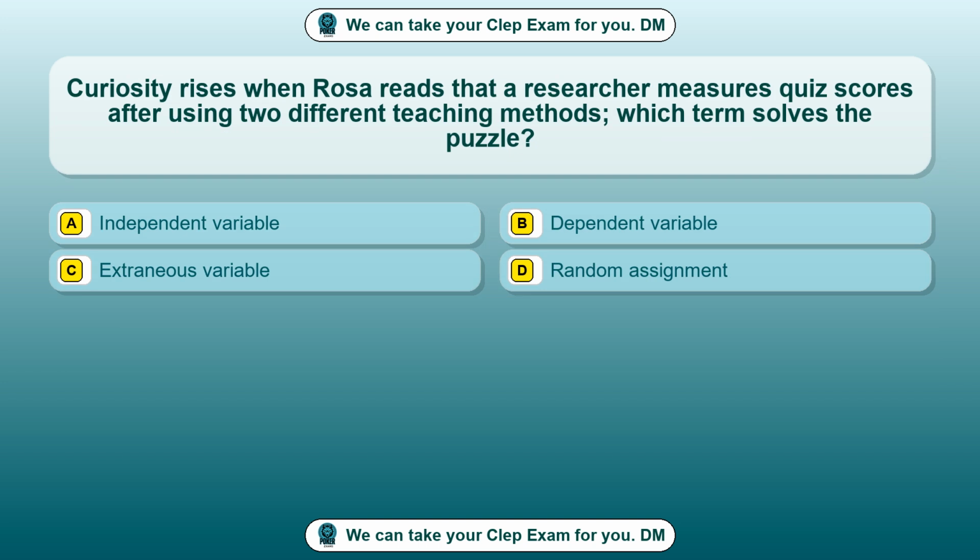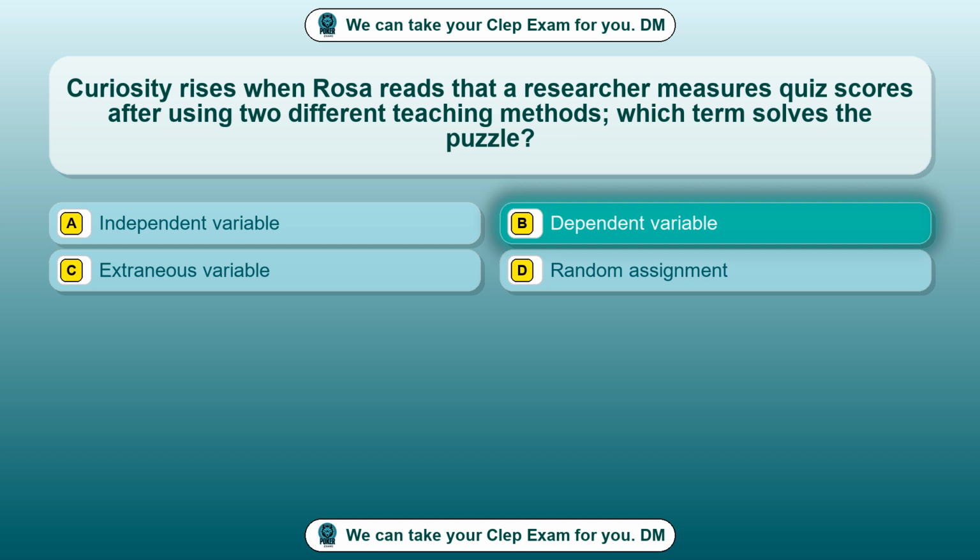Question 91. Curiosity rises when Rosa reads that a researcher measures quiz scores after using two different teaching methods. Which term solves the puzzle? Option A, independent variable. Option B, dependent variable. Option C, extraneous variable. Option D, random assignment. The correct answer is option B, dependent variable.